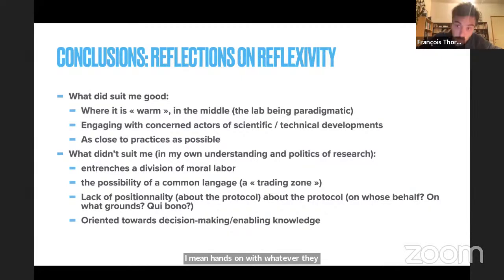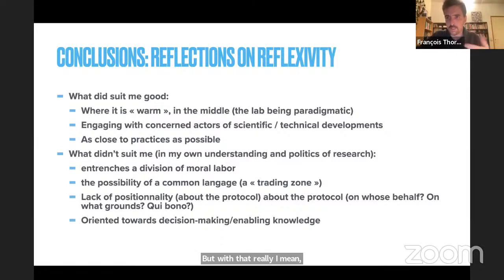What was more problematic for me in my experience, so it's really my own understanding, but perhaps Eric can prove me wrong, right, is that sometimes I felt like the decision protocol would, in itself, by its own configuration, entrench a sort of division of moral labor, where we would get to tell about the possible alternatives, but wouldn't really let scientists prove us wrong.